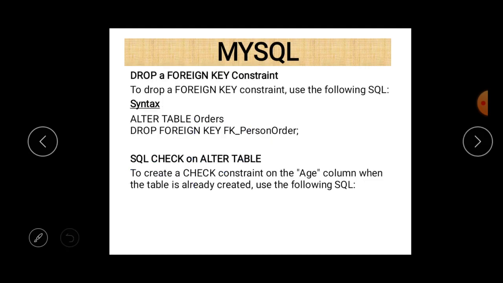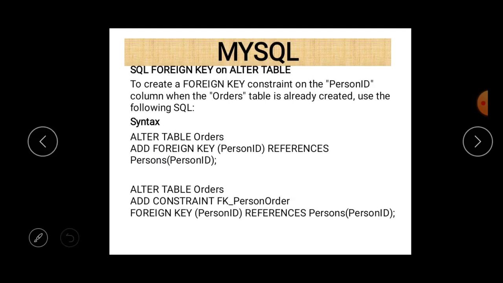And if you want to drop that foreign key, it is very simple. Alter table, name of the table, that is orders in this case. After that, drop foreign key, and the name of the foreign key is in this case FK underscore person order. You can easily see that FK underscore person order is there.